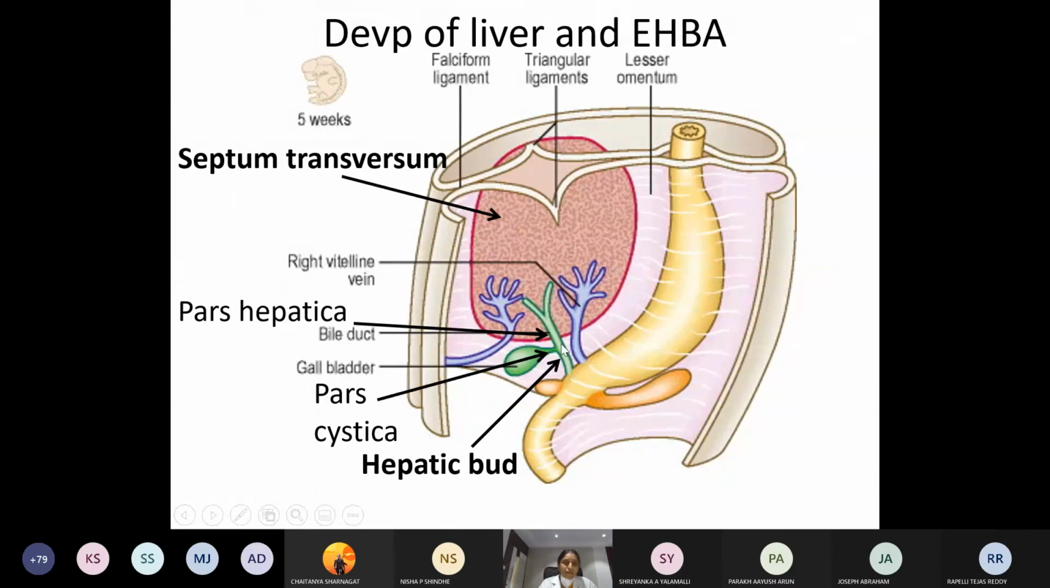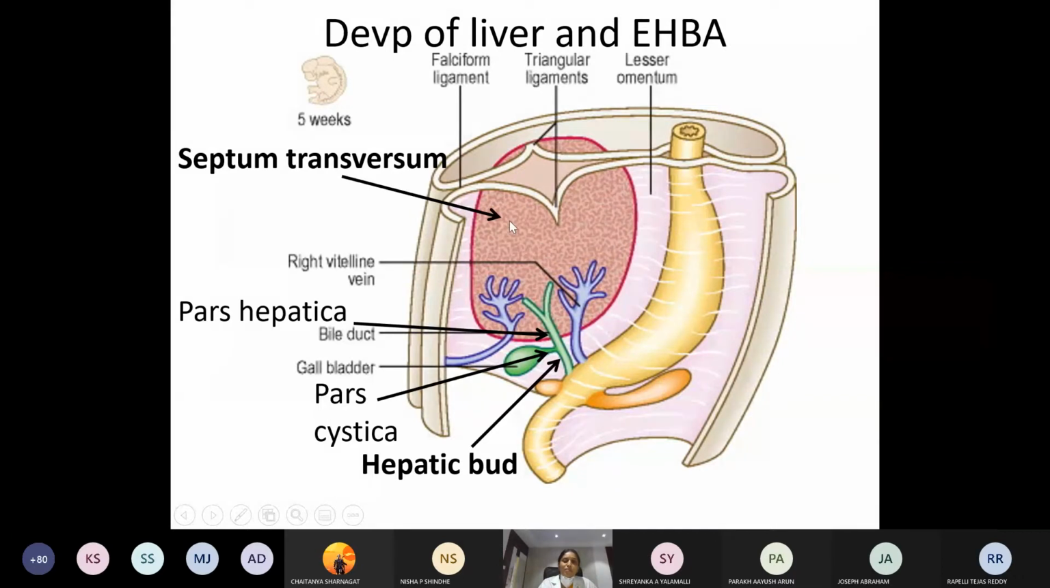Clear? This hepatic bud grows. Eventually, it divides into two parts: one is pars cystica, the other is pars hepatica. Pars cystica will give rise to the gallbladder and the cystic duct. Cystic duct is nothing but the duct of the gallbladder. So pars cystica will grow and give rise to the gallbladder.